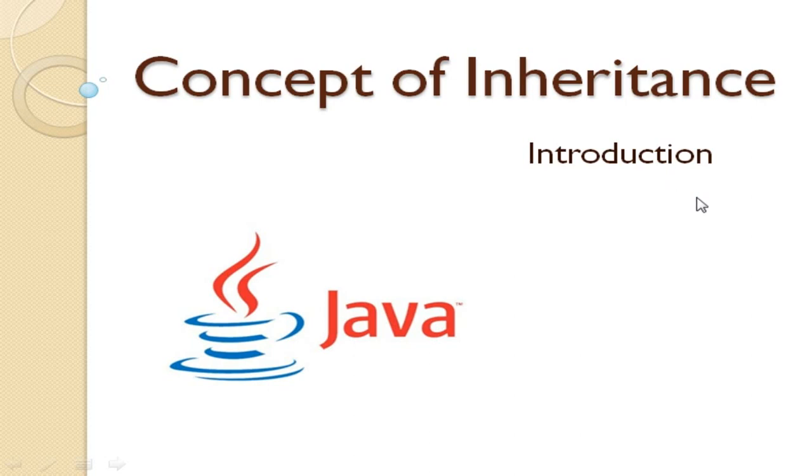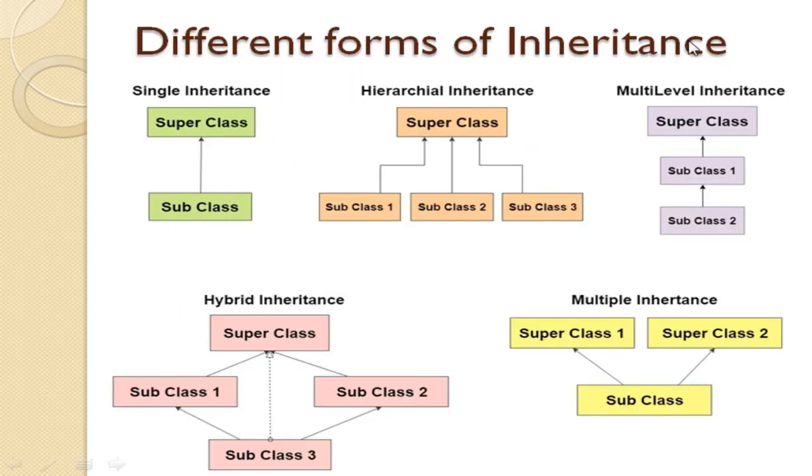Before going to the other concepts, you are going to see the different forms of inheritance. You have 5 different forms of inheritance, you can say types of inheritance. First one is single inheritance. If a class has been derived from another class, say a subclass derived from a superclass, or you can say a derived class derived from a base class, you call it single inheritance. So you will have only one superclass and one subclass.